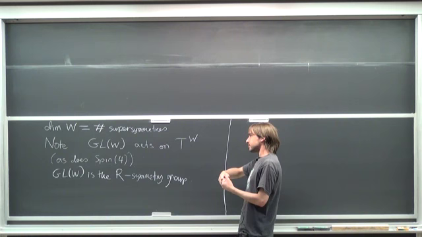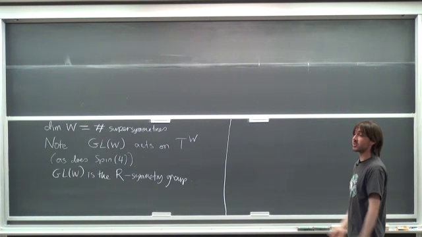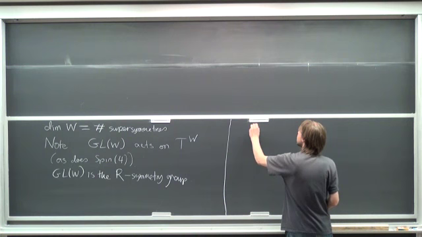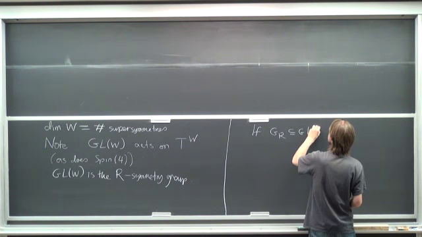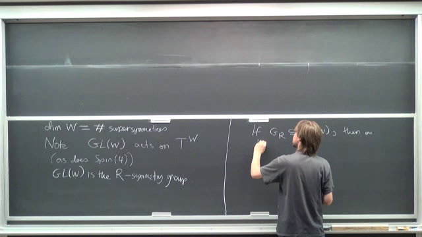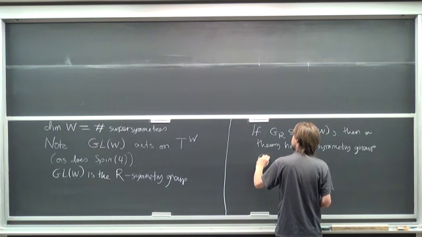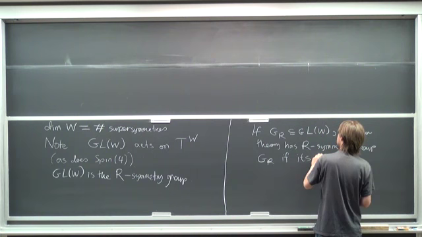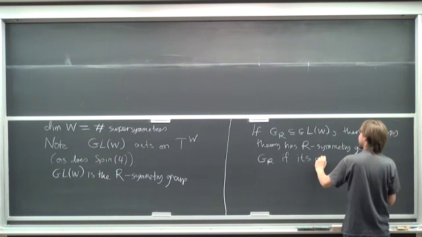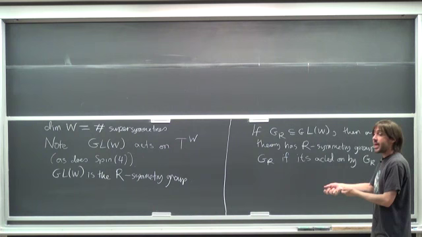Okay, so more generally, you might have some subgroup of GL(W) which acts in your theory, which people might also call the R-symmetry group. So if I take some subgroup G_R, then a theory has R-symmetry group G_R if it's acted on by G_R, but of course in a way compatible with the action of this Lie algebra, which we know we have.